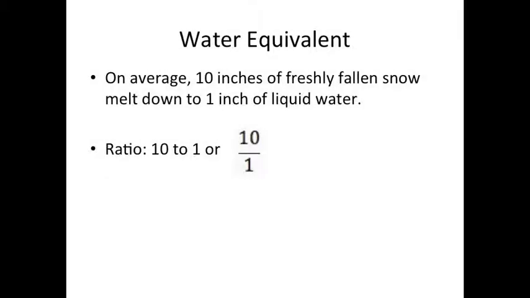The water equivalent is important when measuring precipitation. When it snows, there needs to be a way to measure the snow in a rain gauge. Therefore, they take the water equivalent. On average, 10 inches of freshly fallen snow melt down to 1 inch of liquid water. This is a ratio of 10 to 1, or 10 over 1.